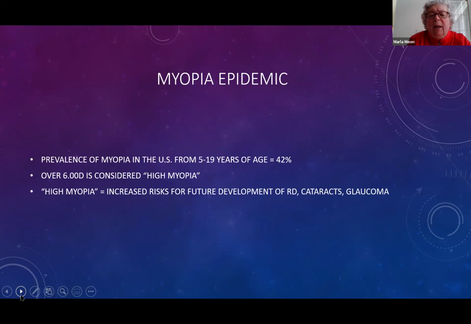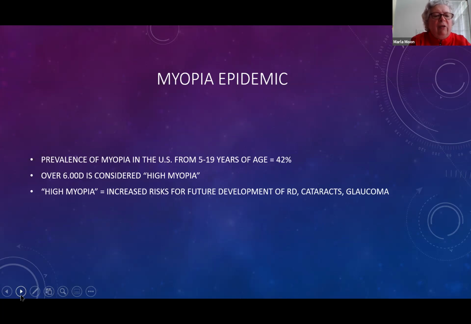So another statistic, the prevalence of myopia in the United States between the ages of 5 and 19 is 42% now. They've determined that the fastest rate of growth of the eye, of the axial elongation and myopia, is between 6 and 12 years of age. That's the most critical time. But the earlier that we get it, the better.